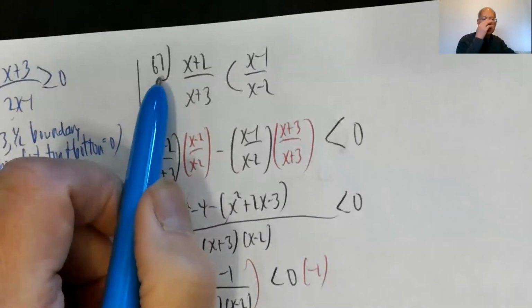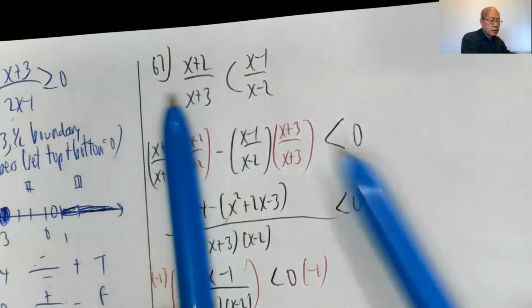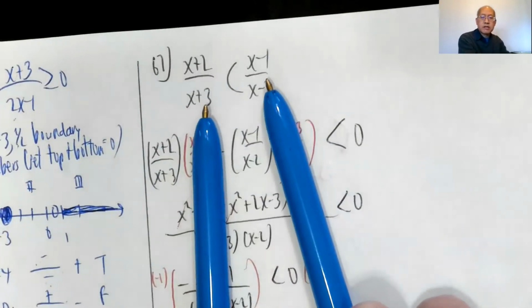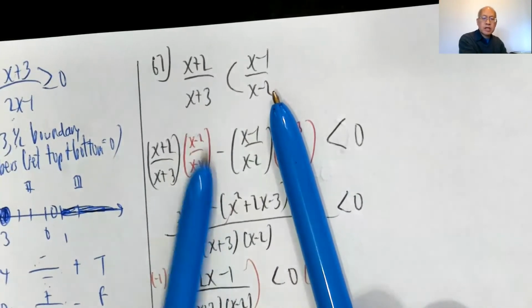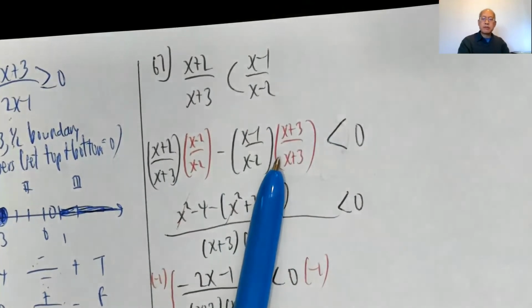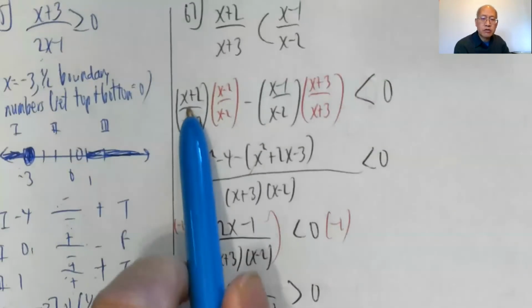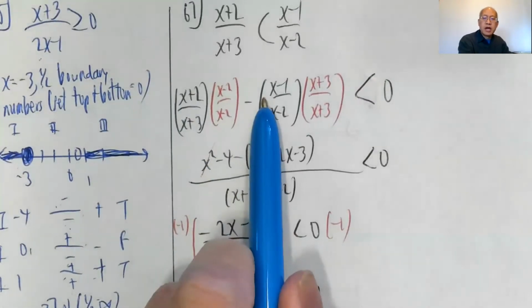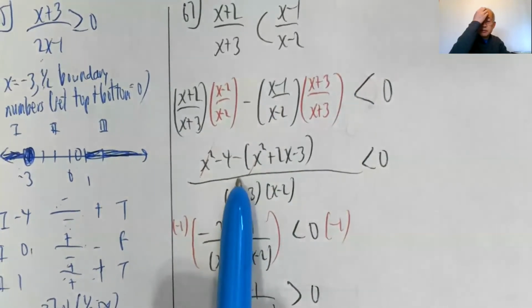Finally, 67, a little bit harder. Subtract this fraction over. So temporarily ignore the red. x plus 2 over x plus 3 minus x minus 1 divided by x minus 2 is less than 0. Get a common denominator, multiply this side by x minus 2 over x minus 2, multiply this side by x plus 3 over x plus 3. So my common denominator is x plus 3, x minus 2. This is x squared minus 4 minus parentheses, x squared plus 3x minus x is plus 2x minus 3.